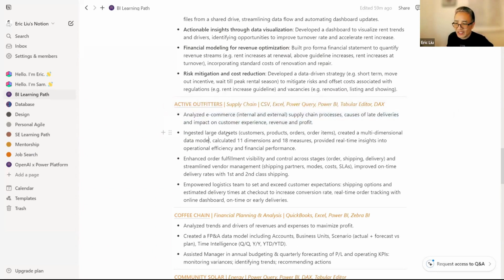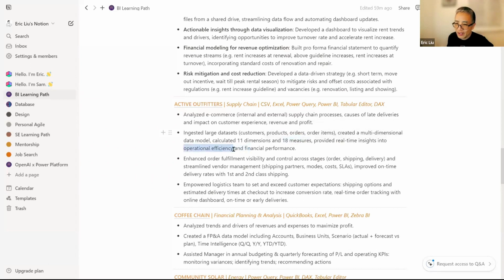Okay, so this is the technical part of it. And during the project, you ingested large data sets. So data about customers, about product, about orders and order items. And you created a multi-dimensional data model. And you calculated 11 dimensions and 18 measures. And you provided real-time insight into operational efficiency.